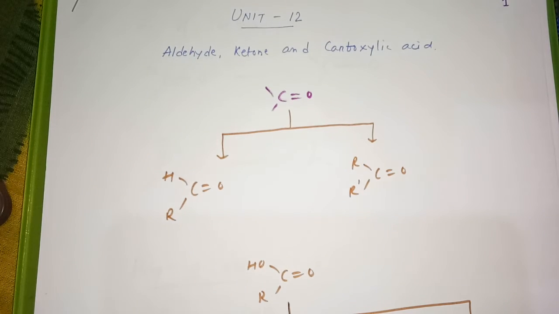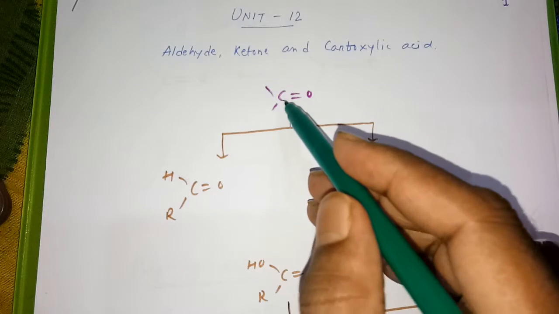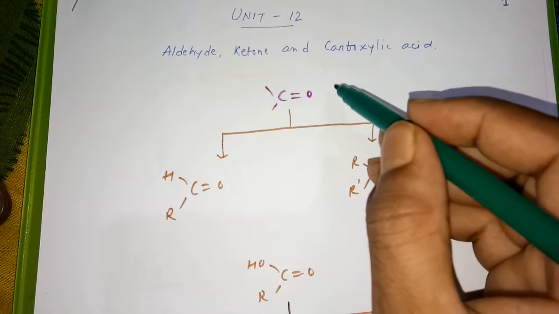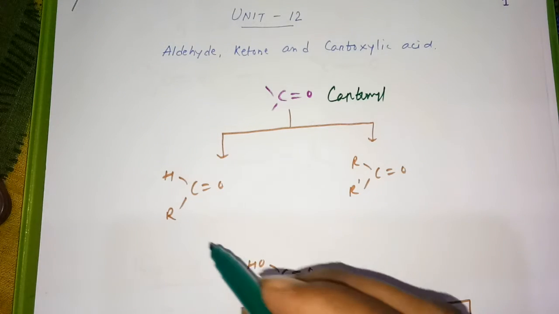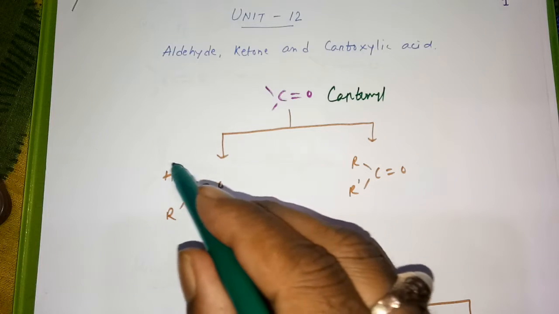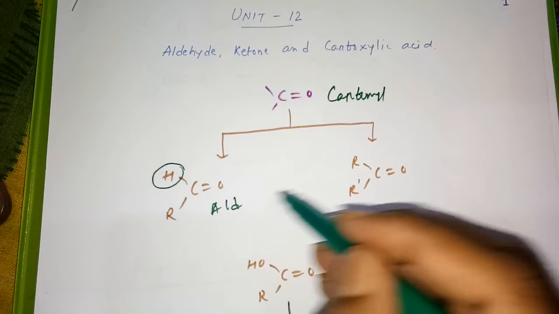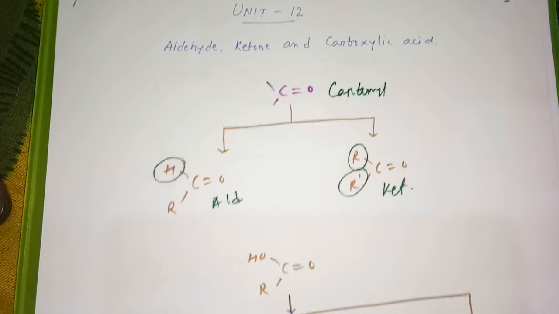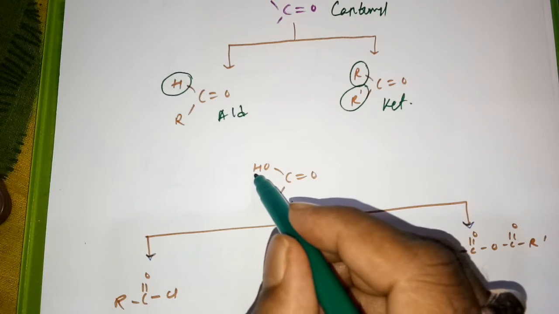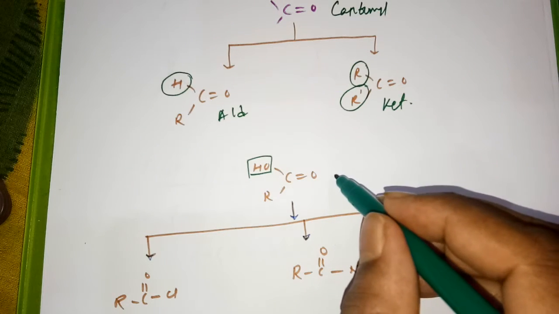So in this class we start aldehyde, ketone and carboxylic acid. Now if we have a C double bond O group, this is called your carbonyl group, that is divided into aldehyde. If one hydrogen is there, this one is called aldehyde. If both the groups are R groups, this one is your ketone. Now if in one place we have an OH group, this is called carboxylic acid.